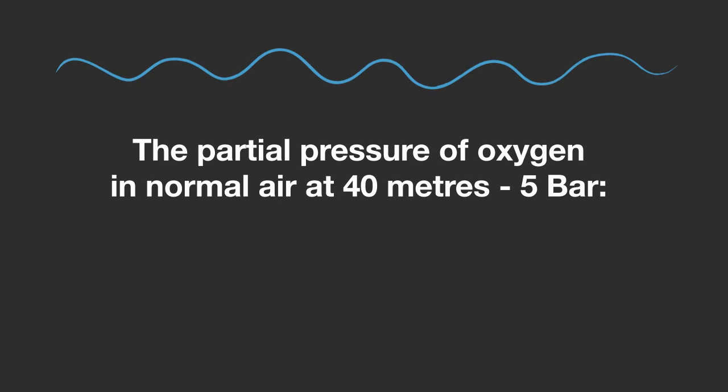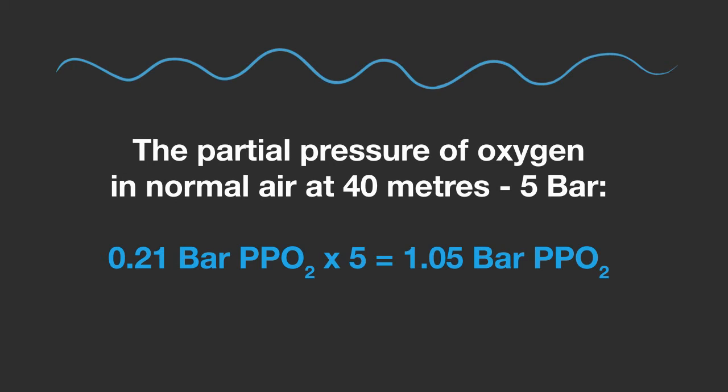Let's see what the partial pressure of oxygen is in normal air at the recreational diving limit of 40 meters, where the pressure is 5 bar. 0.21 partial pressure of oxygen multiplied by 5 bar equals 1.05 bar. So, breathing normal air within recreational limits is very safe.